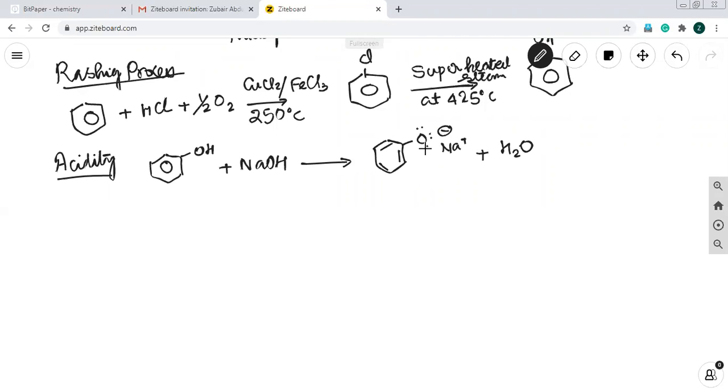If you take a little amount of phenol, it is insoluble in water. Now you add sodium hydroxide and it becomes soluble. Why? Because it forms sodium phenoxide, and any sodium salt is soluble in water. So it will very easily react.